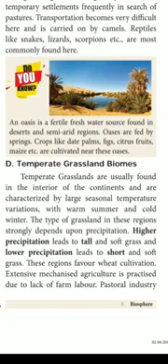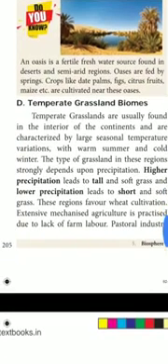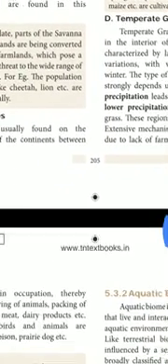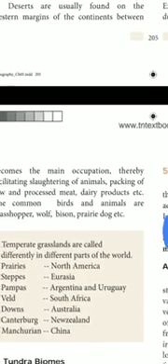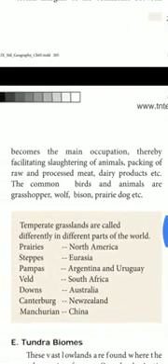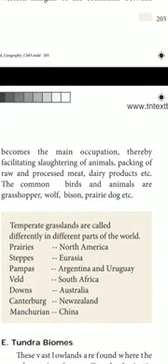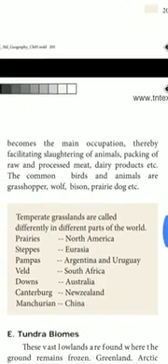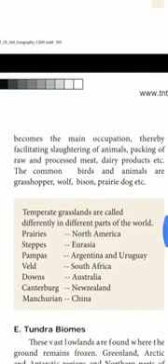Extensive mechanized agriculture is practiced due to lack of farm labor. Pastoral industry becomes the main occupation here, which facilitates slaughtering of animals. What is meant by slaughtering of animals? They are killing the animals and packing of raw and processed meat, dairy products, etc.